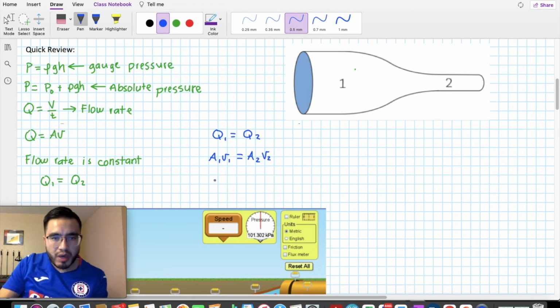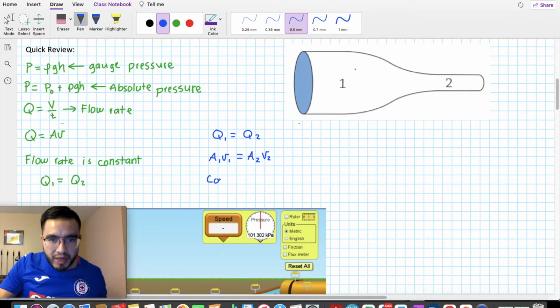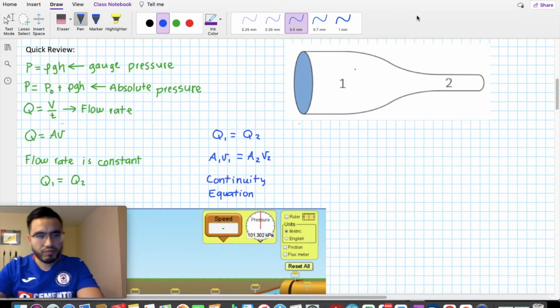And this is what we call the continuity equation. Okay, where were we? Yes, continuity equation.